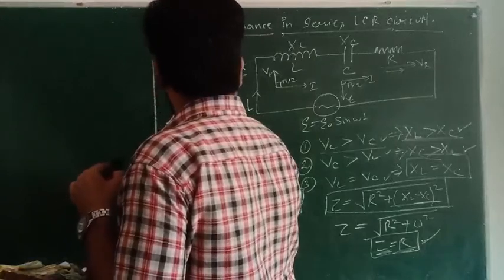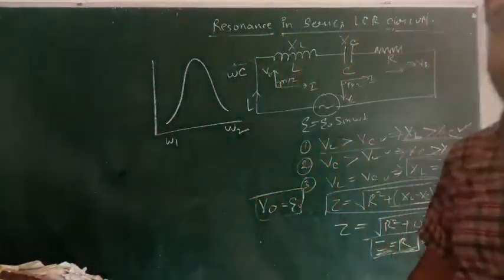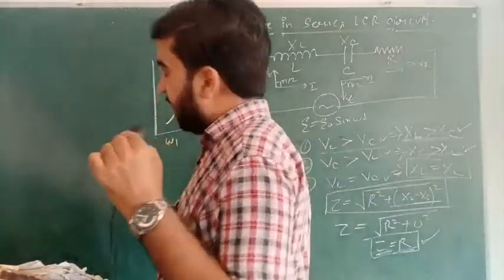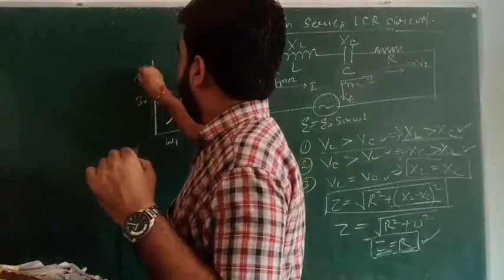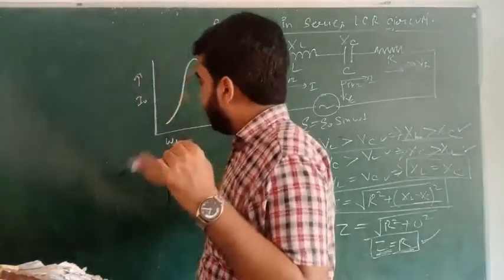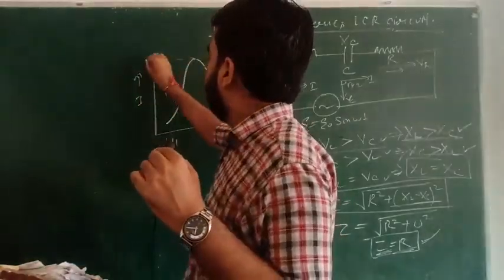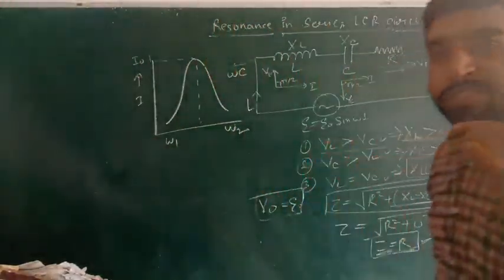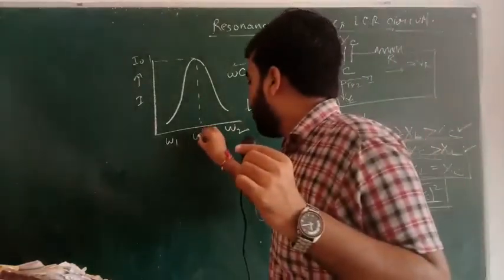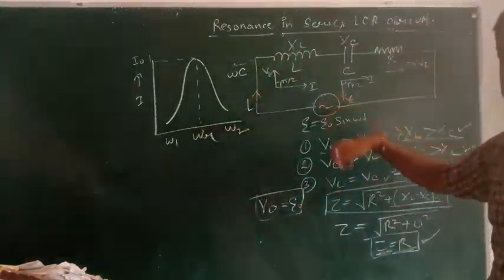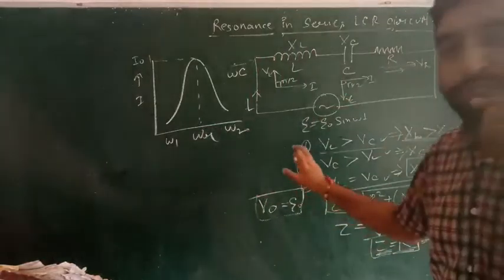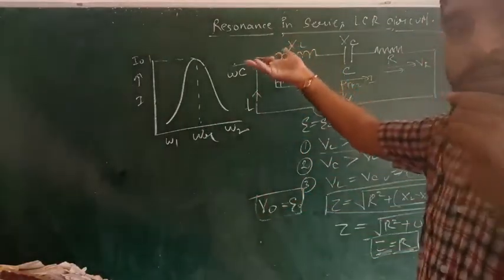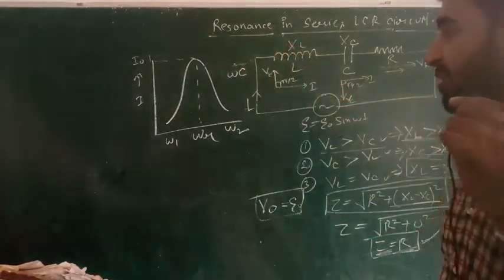This is omega 1. At a very low value, you are not getting any kind of tuning in the current. This is the current I, and this is the maximum value of current, I naught. At which frequency will this condition occur? At the resonant frequency, omega R. I have told you, we are just tuning this circuit, and at a certain frequency we get the maximum value of current. That is known as the resonance condition.